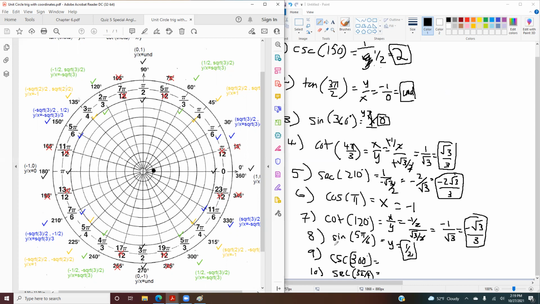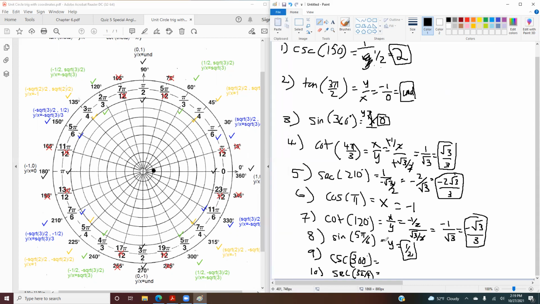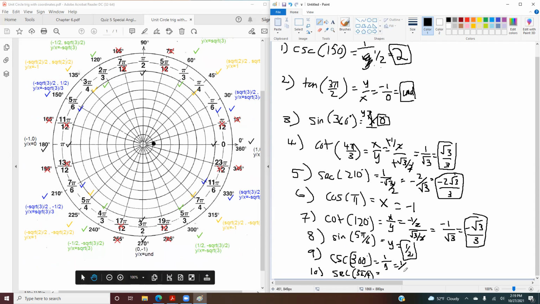Anyone know how to do cosecant 300 degrees? Anyone? Is it negative square root 3 over 2? So cosecant is 1 over what? Y. And what is y in this case? Negative square root 3 over 2. So it's the green one, which is 300 degrees, and y is -√3 over 2.